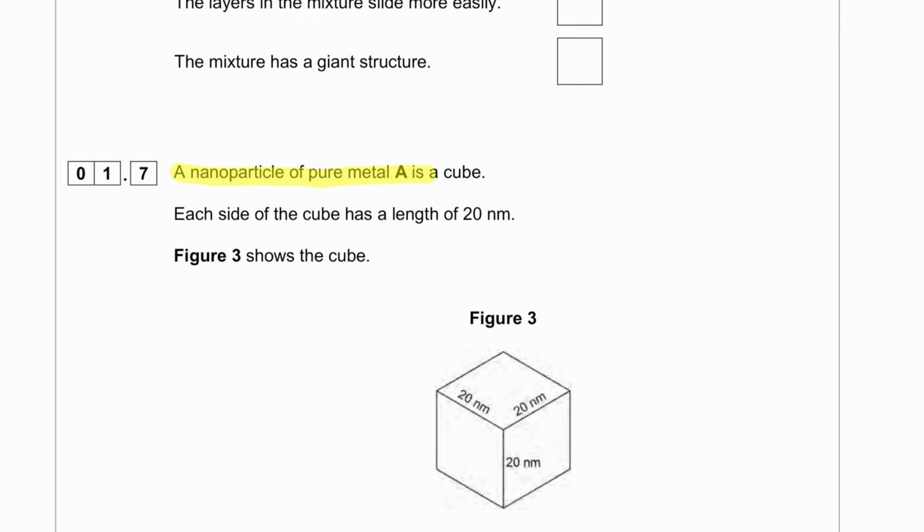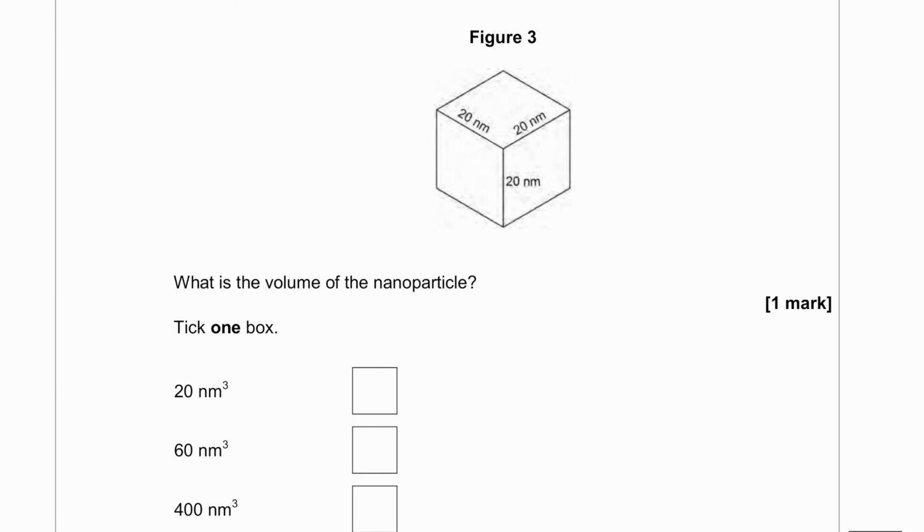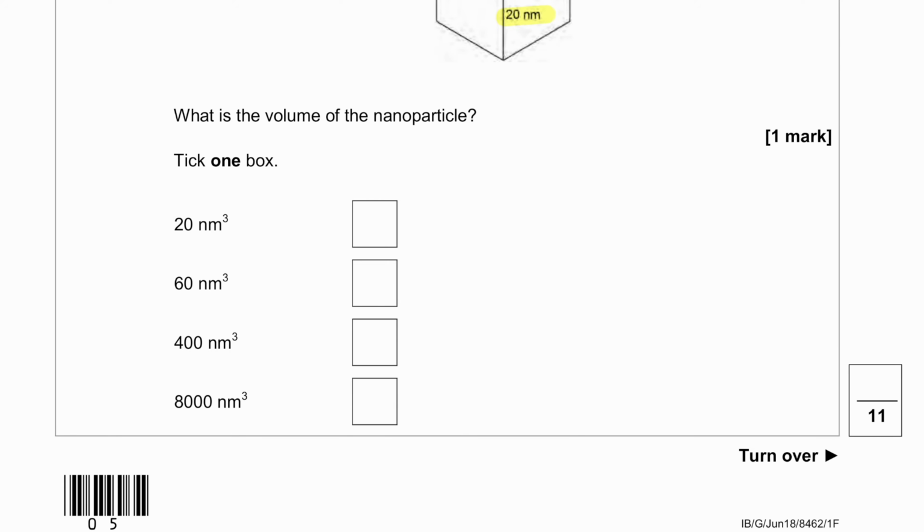A nanoparticle of pure metal A is a cube. Each side of the cube has a length of 20 nanometer. Figure 3 shows the cube. So there is a length of 20 nanometer by 20 nanometer by 20 nanometer. All right, now the question says, what is the volume of the nanoparticle? So we know that to calculate the volume, we need to multiply length into breadth into height, or length into width into height, same thing. So we multiply 20 times 20 times 20, which will give us 8 with 3 zeros. So thereby 8,000 nanometer cube should be the answer.